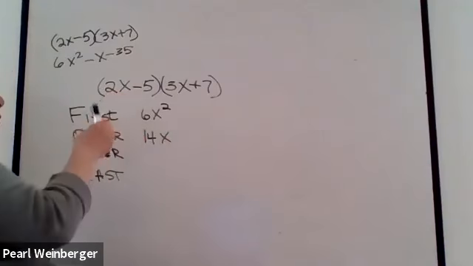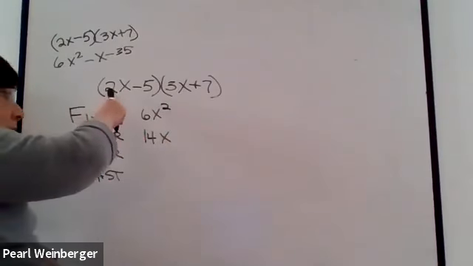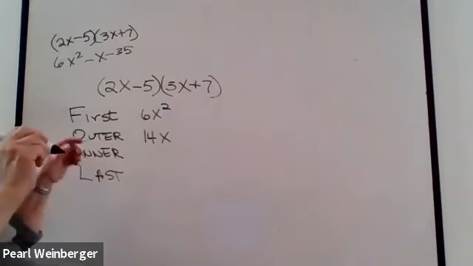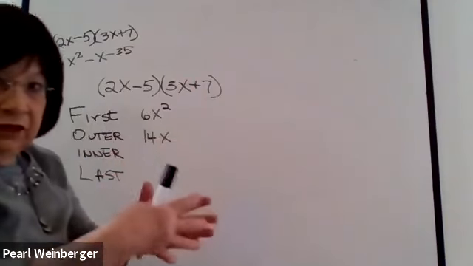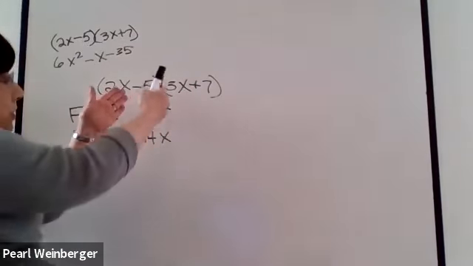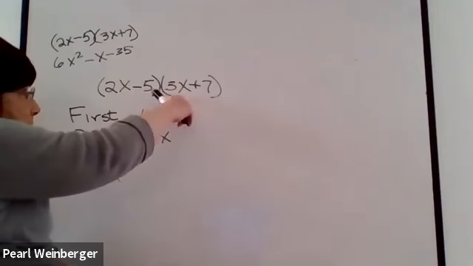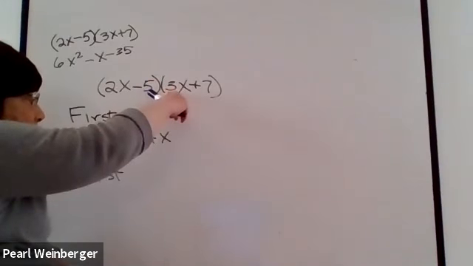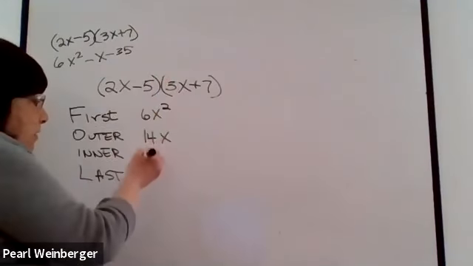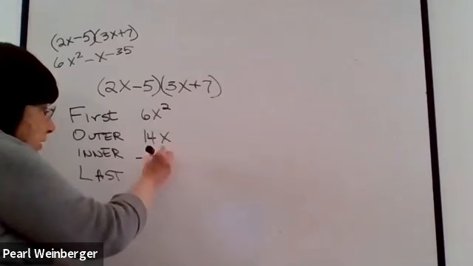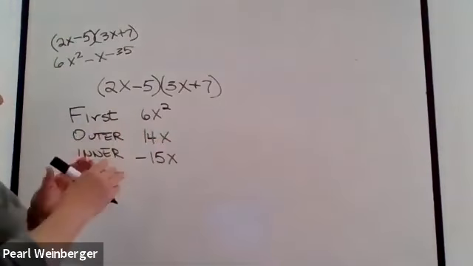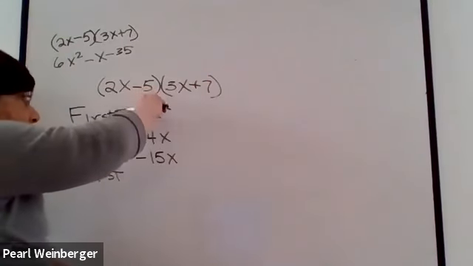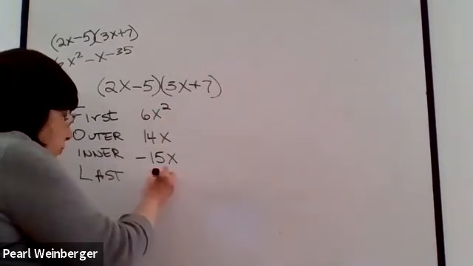Notice that's what we had done when we did this distributive. 2x times 3x and 2x times 7. Inner. Inner means the things that are closest together. What are the things that are closest together? The ones that are sort of attached without any sign in between them, the -5 and the 3x. The inner is -5 times 3x, which is -15x. And the last stands for the 2 last terms in each parentheses, -5 times 7, which is -35.